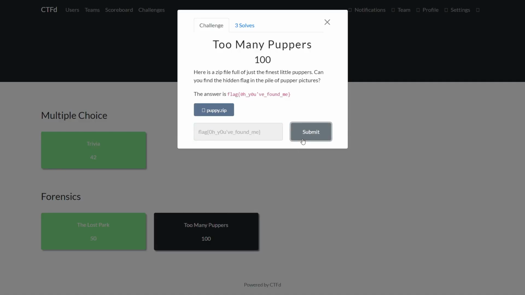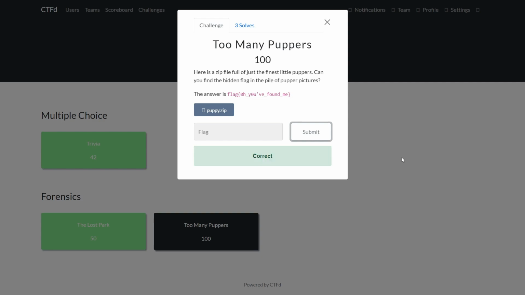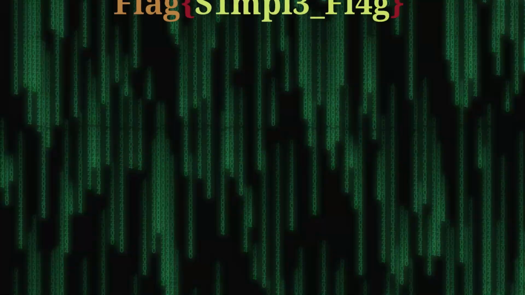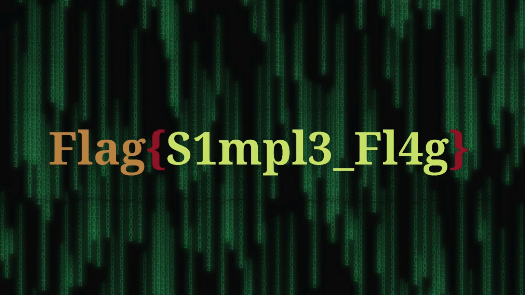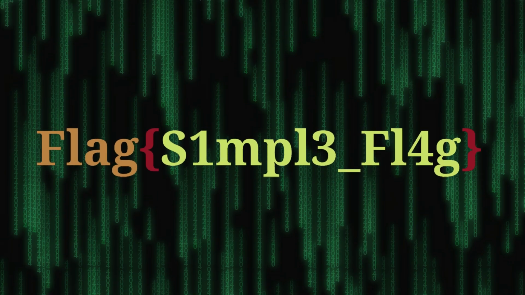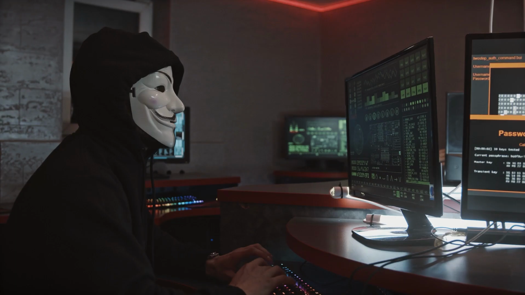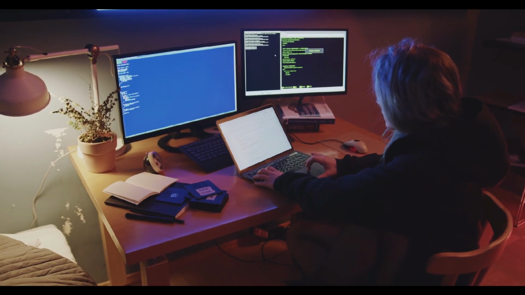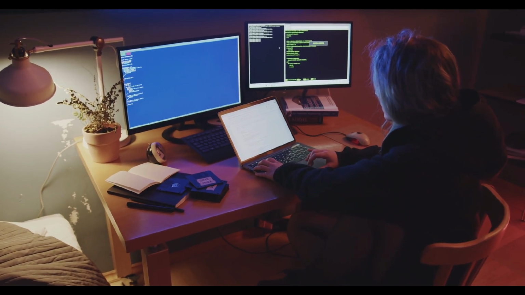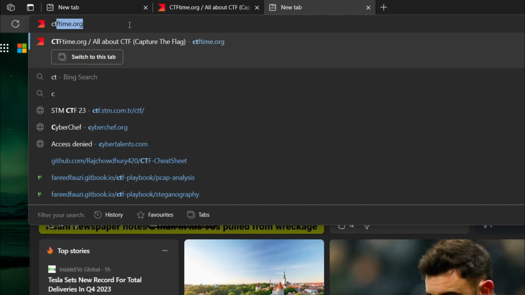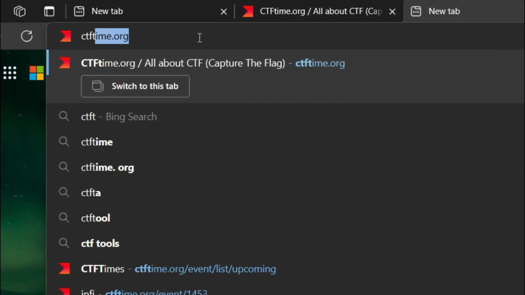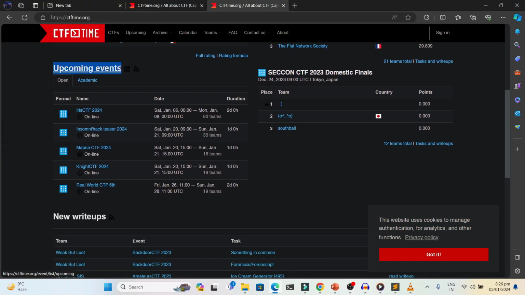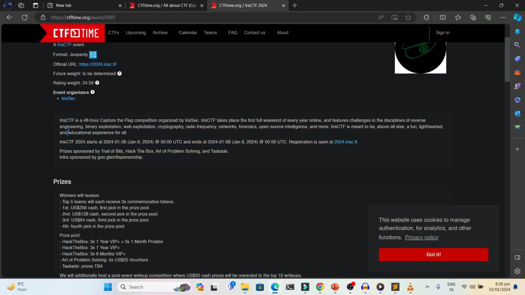These flags are being submitted in the CTF platform to earn points. The team with highest score will be considered as the winner. This is an example flag which contains the flag format followed by the curly braces and the actual flag. CTF competitions are either individuals or team based, depending on the competition rule. Every weekend, there will be different CTF competitions going on somewhere in the world. You can check all the running and upcoming CTF events by going to the website ctftime.org, where you will find the list of all the upcoming CTF events and instruction on how to participate in these competitions.